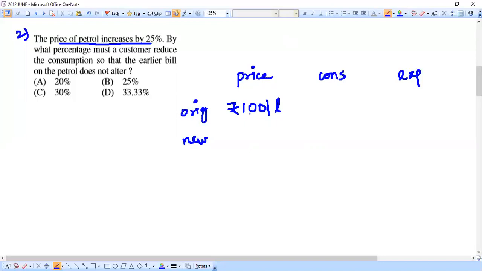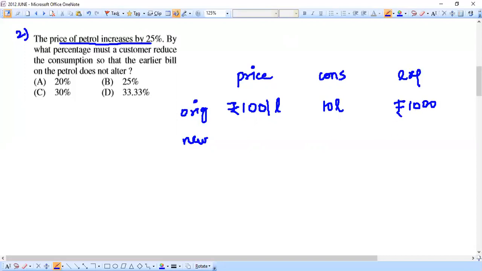For our problem, considering the convenience, let's have the price be 100 rupees per liter. Let us have the consumption be 10 liters. Let's just say the customer is consuming 10 liters. So what would be the expenditure? Expenditure would definitely be 1000 rupees, because it is 100 per liter and 10 liters. 100 into 10 gives us 1000 rupees. So 1000 rupees is going to be the expenditure.